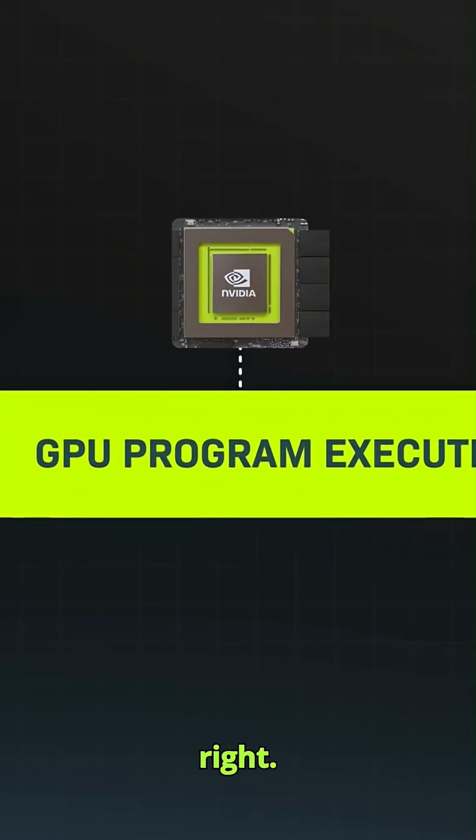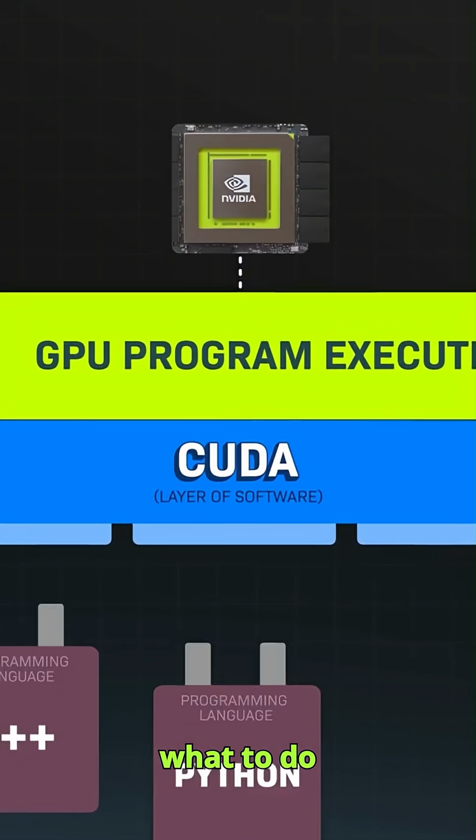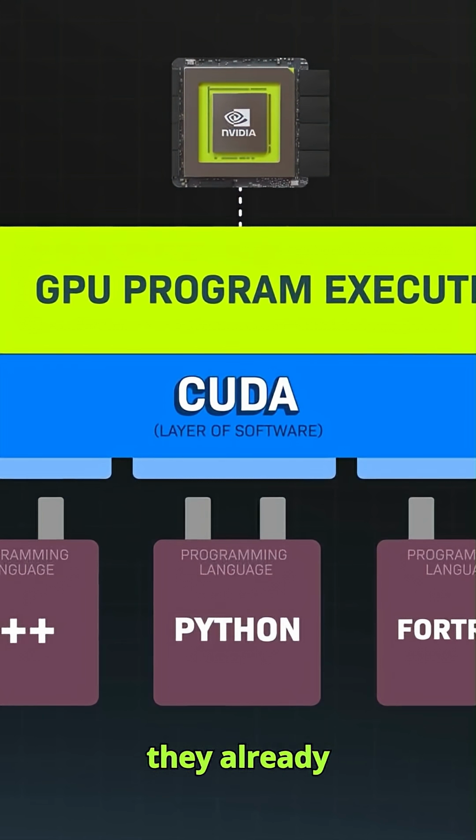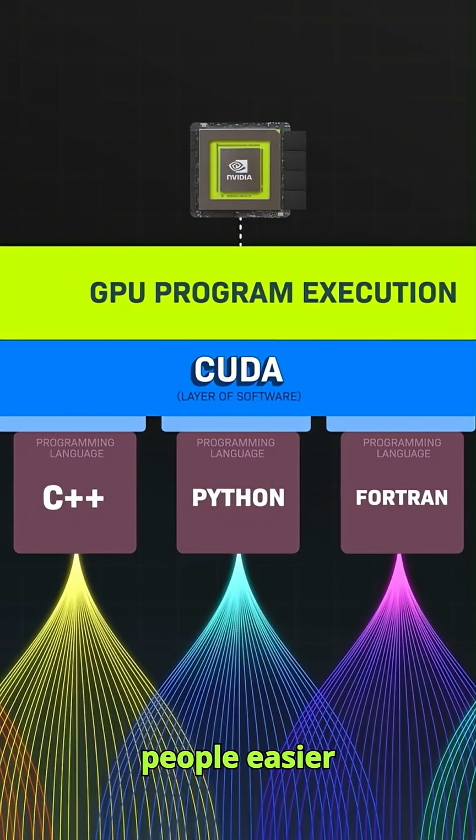That's right. Specifically, it's a platform called CUDA, which lets programmers tell the GPU what to do using programming languages that they already know, like C. And that's a big deal because it gives way more people easier access to all of this computing power. Could you explain what the vision was that led you to create CUDA?